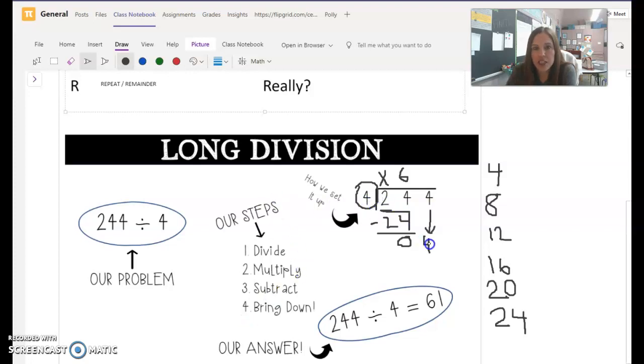4 goes into 4 just as if it was a brand new division problem all over again. 4 goes into 4 one time. It's our first multiple. Multiply. 1 times 4 is 4. Put it right underneath. Subtract. I have 0. And bring down. Well, I don't have anything else to bring down. And I know I'm done because I have something above my entire quotient, and I mean above my dividend. So I must be done. So my answer is 244 divided by 4 equals 61.